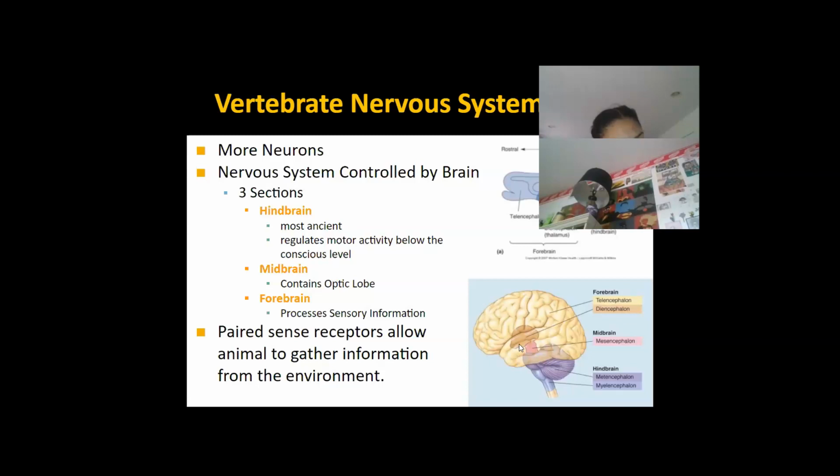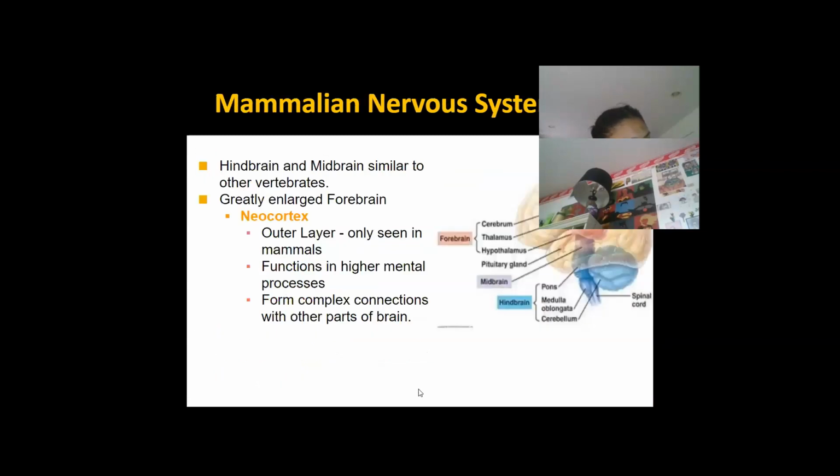Paired sense receptors allow animals to gather information from the environment. So sensory neurons. Neurons are your transmitting cells, and the very end of them are your receptors. You have photoreceptors responding to light, chemoreceptors responding to chemicals, baroreceptors responding to pressure. Whatever the first part of the word is tells you what it's responding to. Mechanoreceptors respond to mechanical movement, physical vibrations.